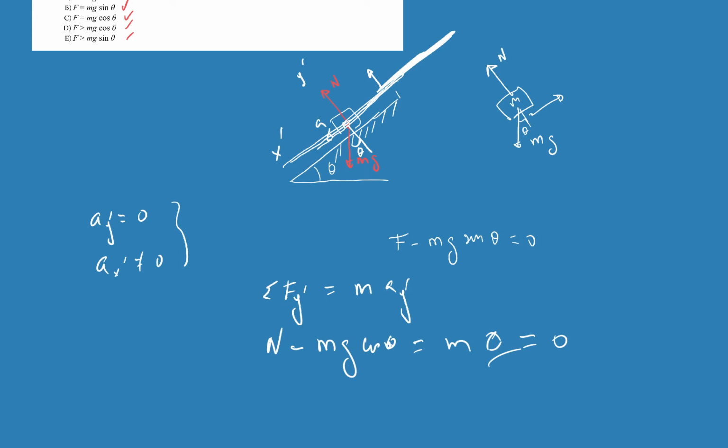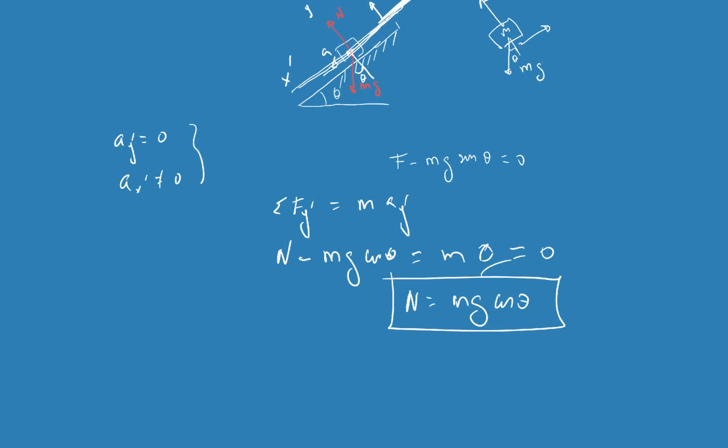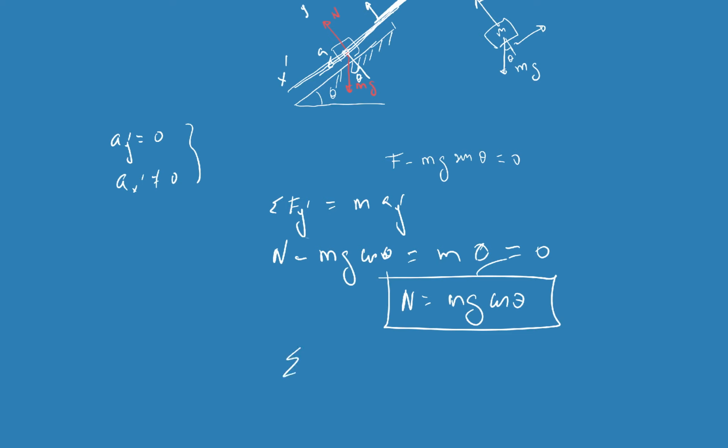So that will say that n is mg cosine of theta. Okay. Now let's do the same thing with the sum of all the forces in the x prime direction, which is the mass times the acceleration in the x prime direction. What is the sum of the forces in the x prime direction?